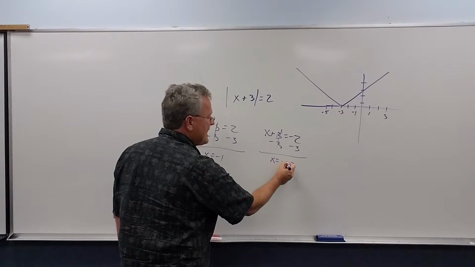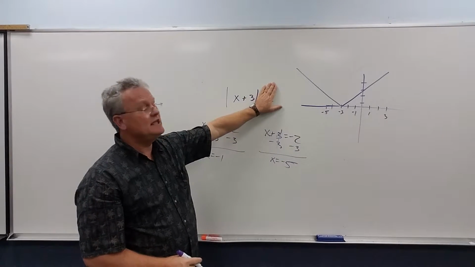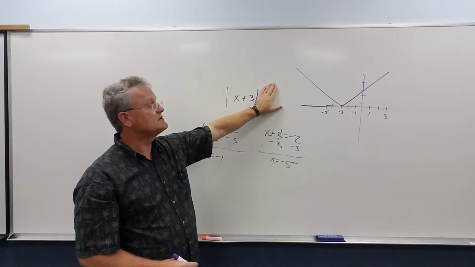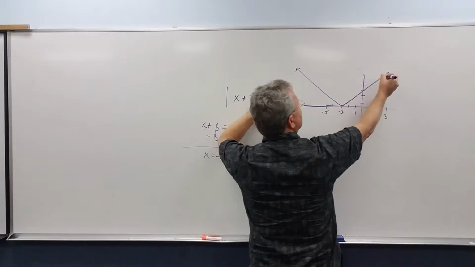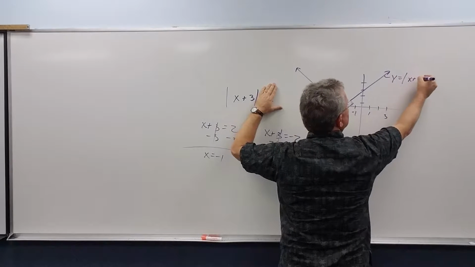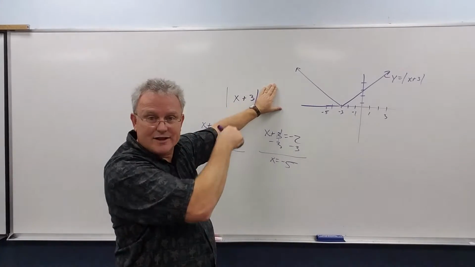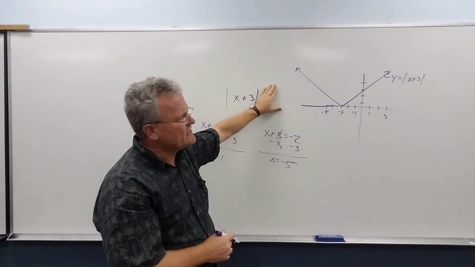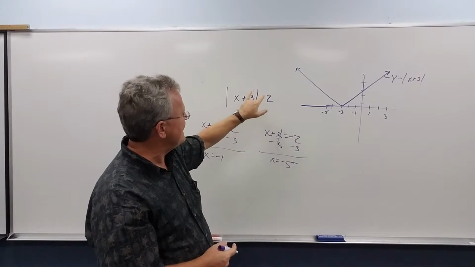Now what is that? How does that connect to this? The graph of y equals the absolute value of x plus 3 is this right here. So this is the graph of y equals the absolute value of x plus 3. We'll learn how to get that later, but if you plug that into your calculator, you'll see that's the graph. How is that connected here?